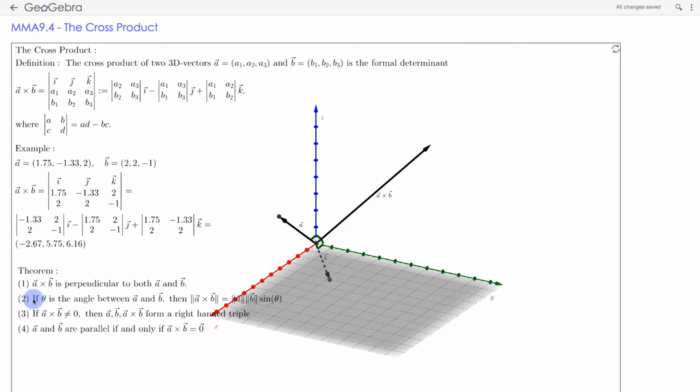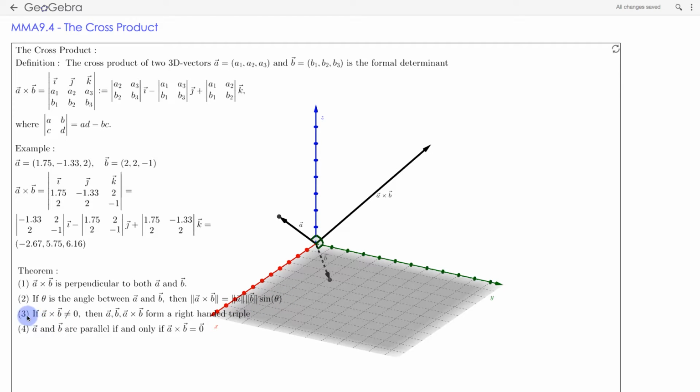So the second thing is that if theta is the angle between A and B, then the cross product has length equal to length of A times length of B times sine of theta. So it looks a bit like the dot product. In the dot product you find length of A, length of B, cosine, right? Here you have sine. And note that since the angle is between 0 and pi, sine of theta is non-negative. So this is always a positive or at least non-negative number.